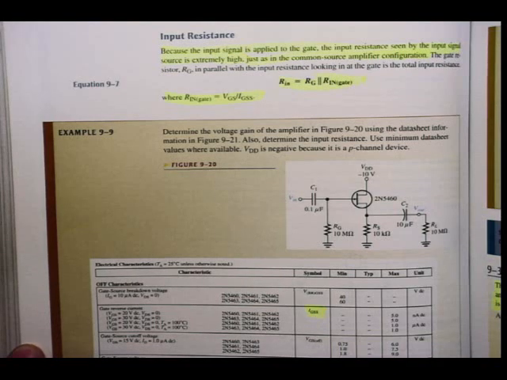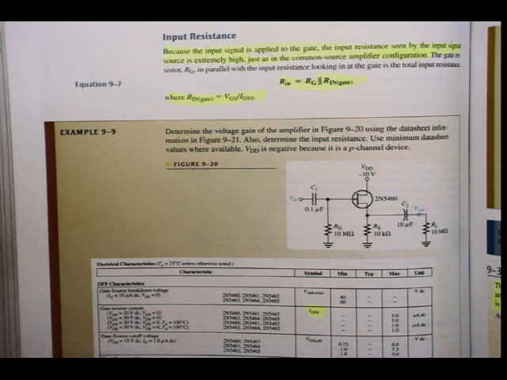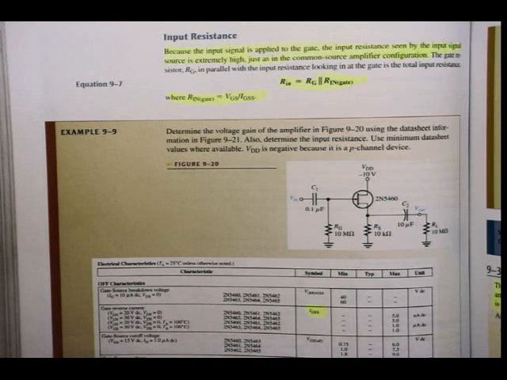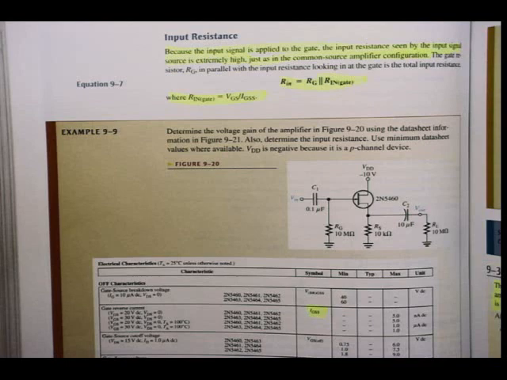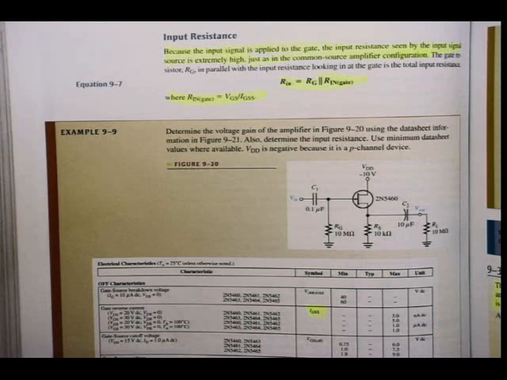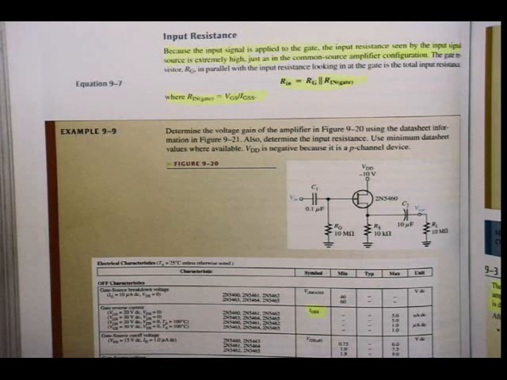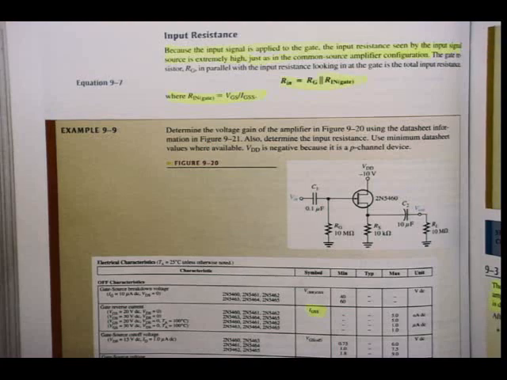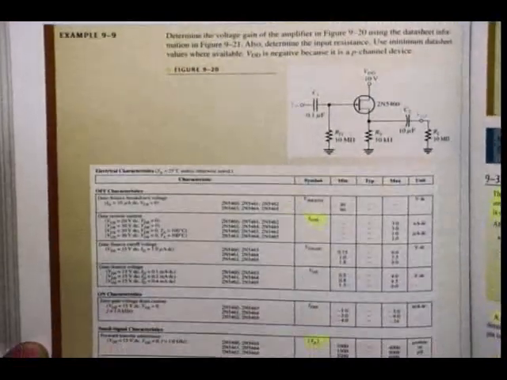Alright, then the gate resistor R_G in parallel with the input resistance looking in at the gate is the total input resistance. R_in is R_G in parallel with R_in at the gate, where R_in at the gate is equal to V_GS divided by I_GSS. But let's have a look at this example. It also gives you some exercise in using the data sheet again. Example 9.9.